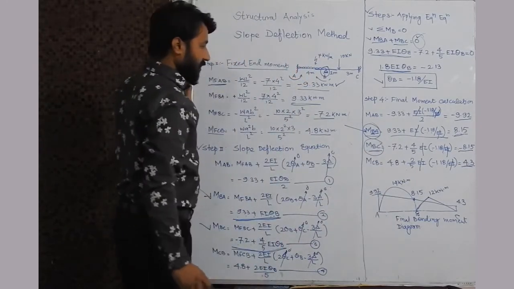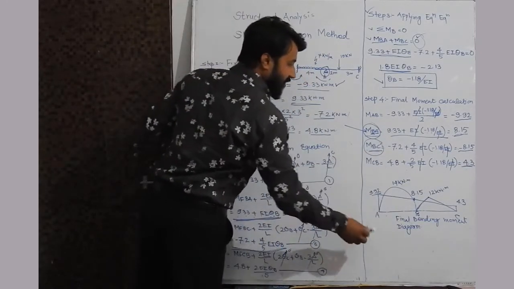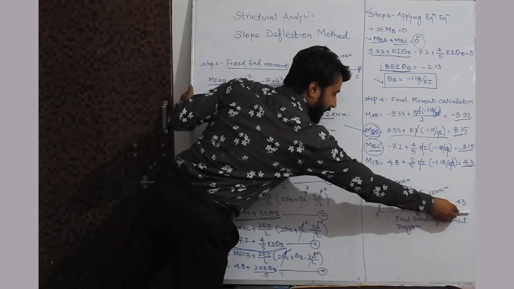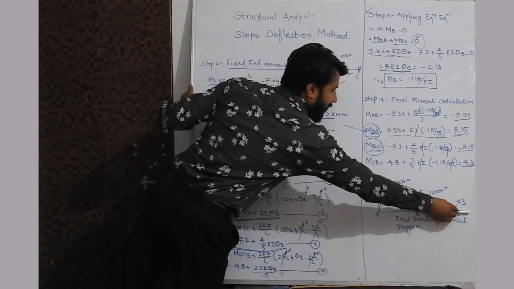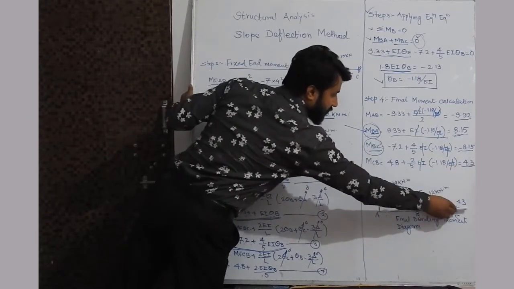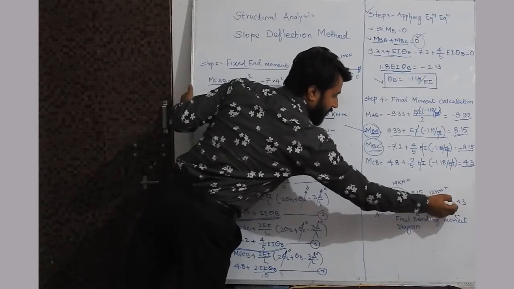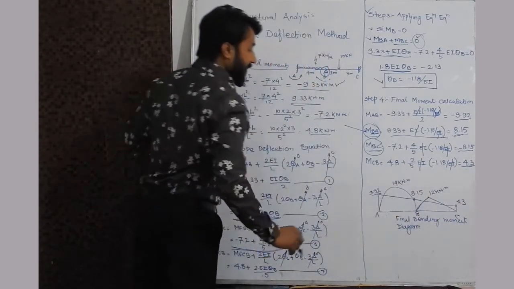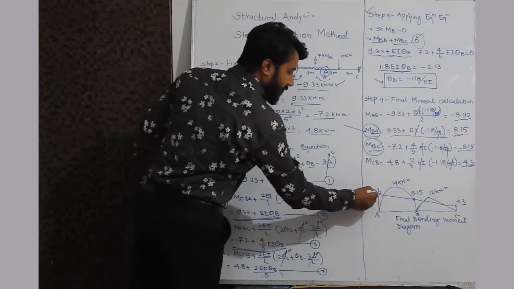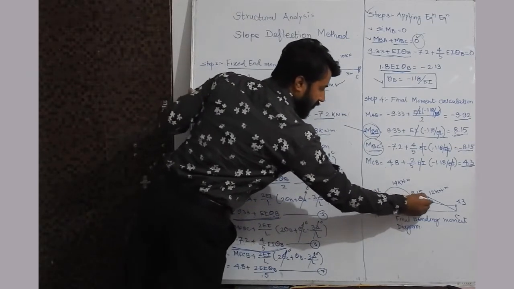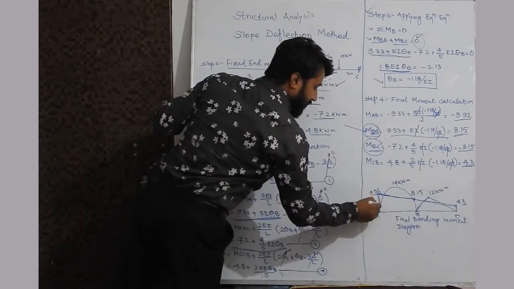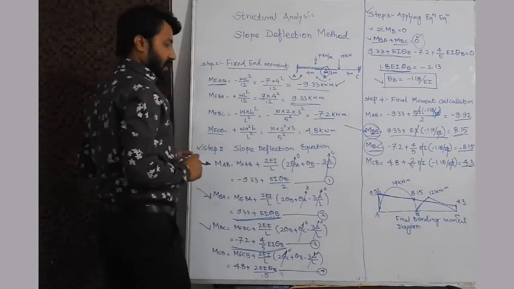Now the last moment MCB, we will put the pen at C towards B direction, and we will rotate according to its sign. The sign is positive, so we will rotate in clockwise direction. So this point we are getting. So we will just draw this point. Okay. So this is the support bending moment diagram.